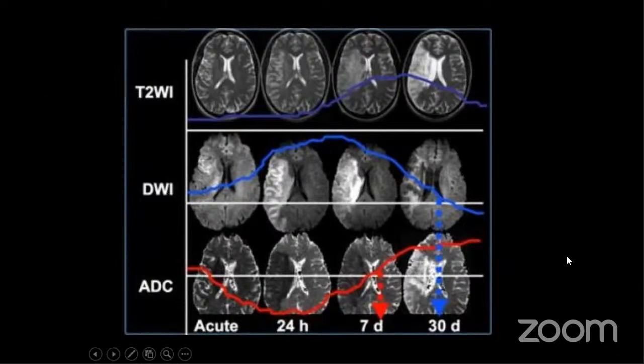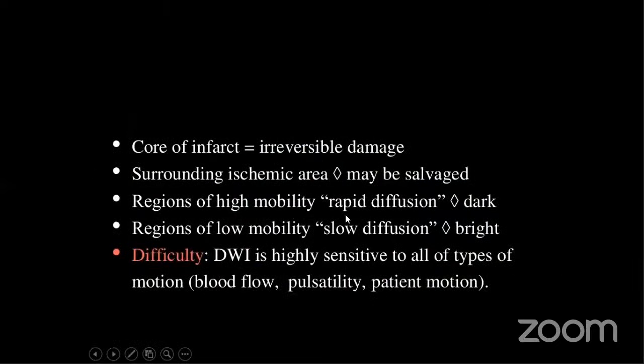This is how the progression of the stroke happens in diffusion weighted images. Just see the diffusion weighted images here. They are bright, and as the days go by, by the 30th day it actually goes down to hypointense, whereas in the corresponding ADC sequences you have hypersignal. That is nothing but the edema decreasing and the diffusion getting better. The water molecules start diffusing freely. The core of the infarct, as I said, is irreversible damage. The surrounding ischemic area may be salvaged.